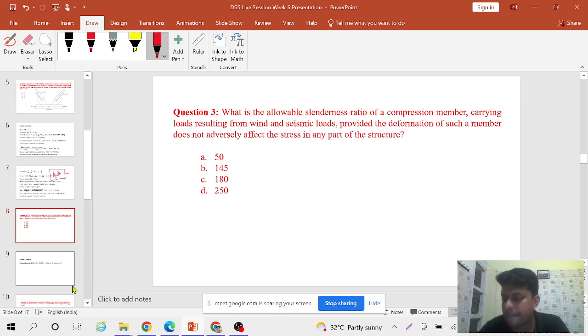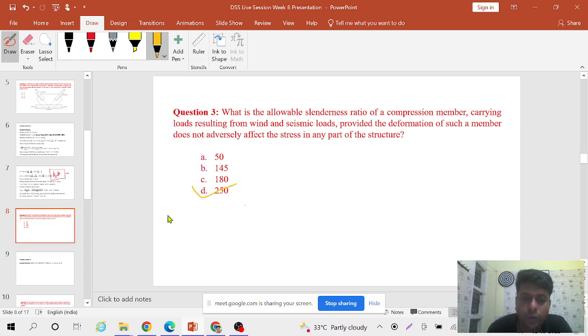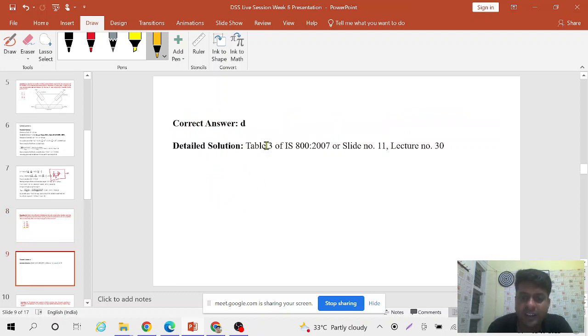Yes, sir. Although I have written in my notebook, it is 250, I think. Okay, 250, yes, correct answer. And can you say in which table of IS 800 2007 this value is given? Table 3 of IS 800 2007. Okay, very good. So option D is correct. Table 3 of IS 800 2007, and in the video lectures it has been discussed in lecture number 30.